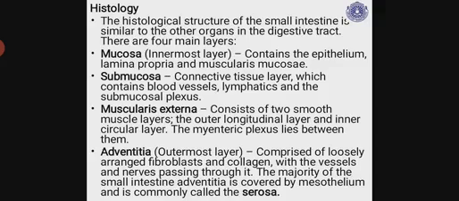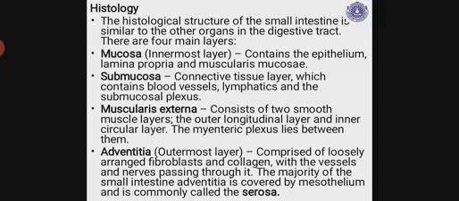The histological features. The histological structure of the small intestine is similar to the other organs in the digestive tract, and we come across four main layers here also. They are the mucosa, the innermost layer, the submucosa, the layer which comes after the mucosa, the muscularis externa, which comes after the submucosa, and the adventitia, which is also called the outermost layer.